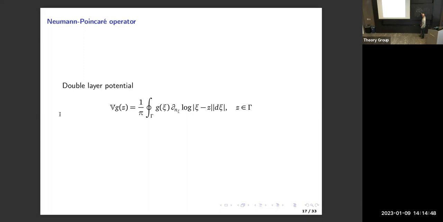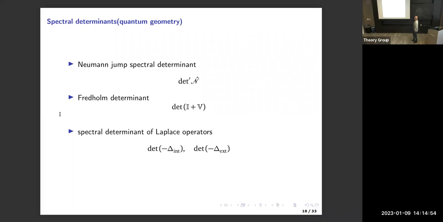Okay. And the next one is the simple Laplace operator, but there are two. One defined in the interior with the Dirichlet boundary condition, and another one defined in the exterior with the Dirichlet boundary condition. So there are three operators, including the Neumann jump. It has a zero mode, therefore I put a prime here.